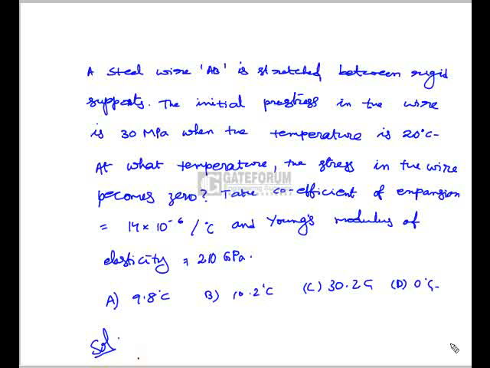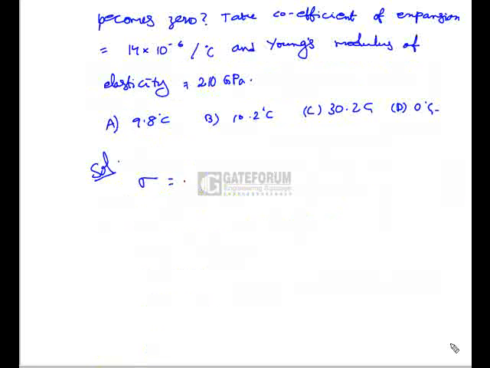So we know that the thermal stress is given by sigma is equal to E alpha delta T. Here sigma is the stress developed in the wire, E is the Young's modulus of elasticity of the material, alpha is the coefficient of expansion of the material, and delta T is the change in temperature.